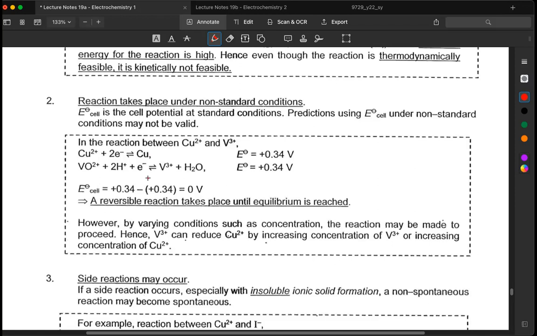For example, this reaction could have an E0 cell of 0 volt, which means there's a reversible reaction where equilibrium occurs. But if you change the concentration of the ions, there will be a shift of the equilibrium position. Then you have some changes.